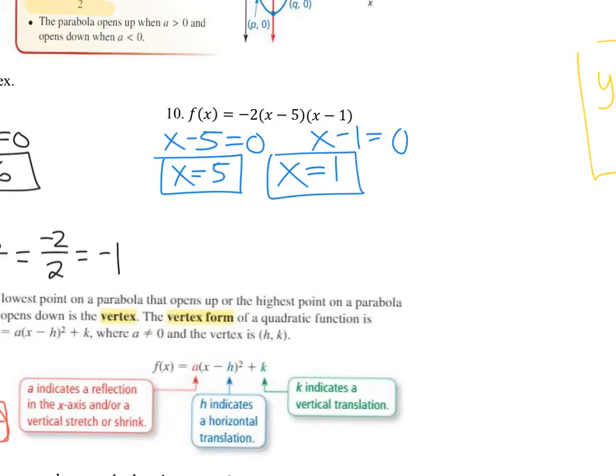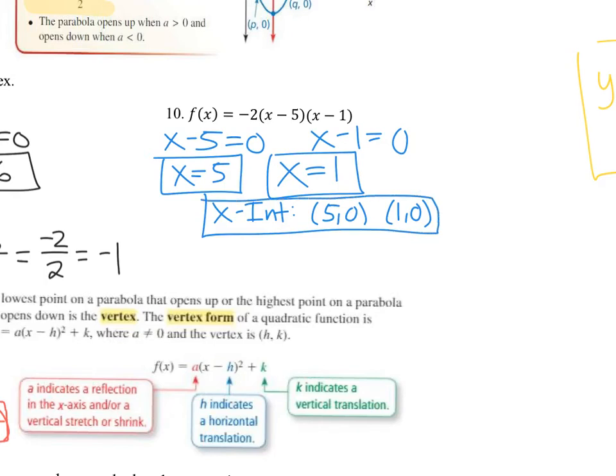These are your x-intercepts. Now also, please keep in mind, I know I keep saying that these are your x-intercepts, but remember how you write an x-intercept. An x-intercept is written like this: (5, 0) and (1, 0). Keep that in mind, okay? Because you can write them like this as well, and that's the proper ordered pair, okay?